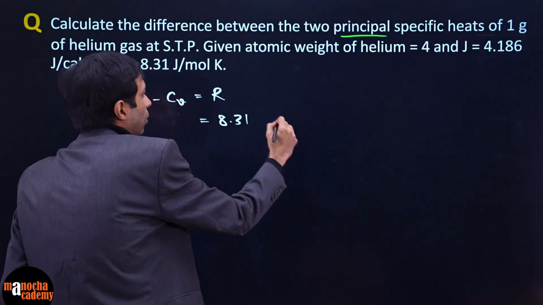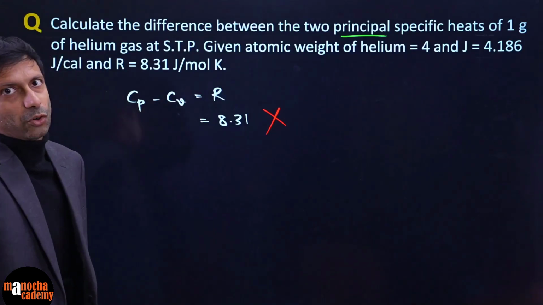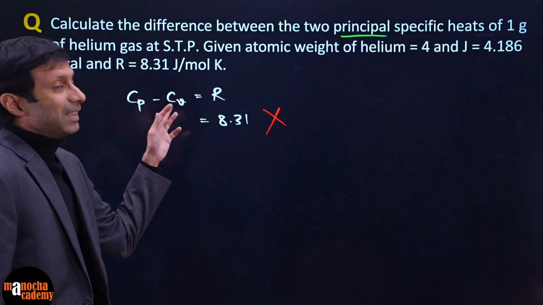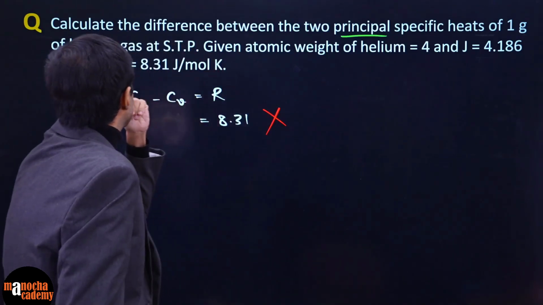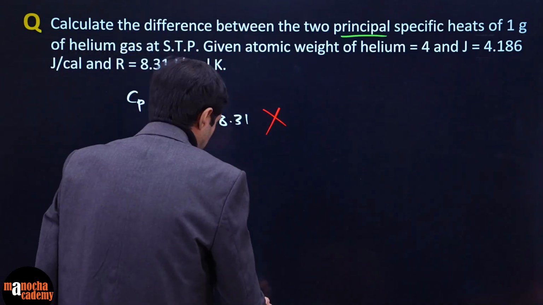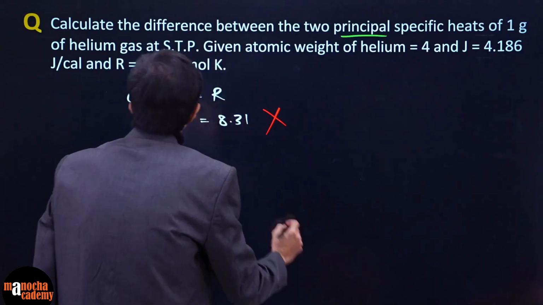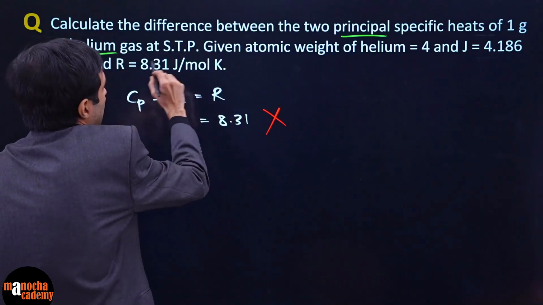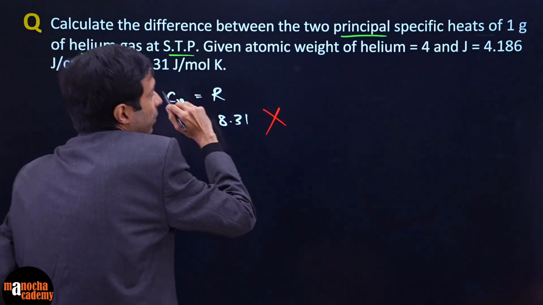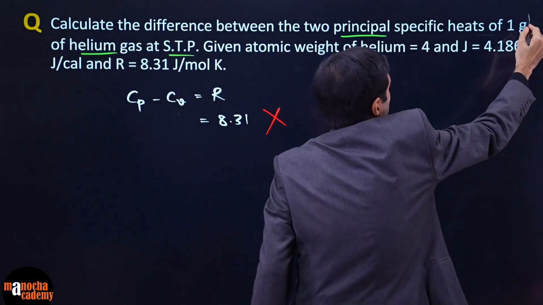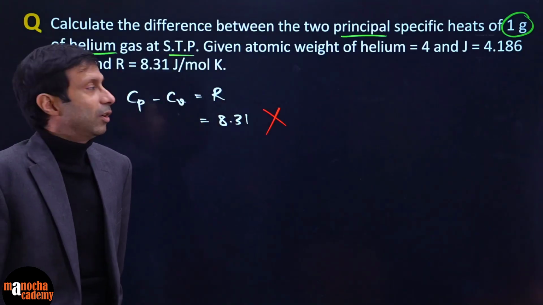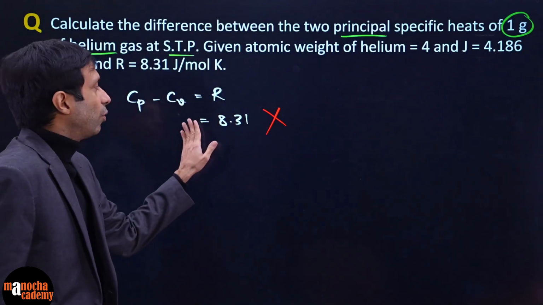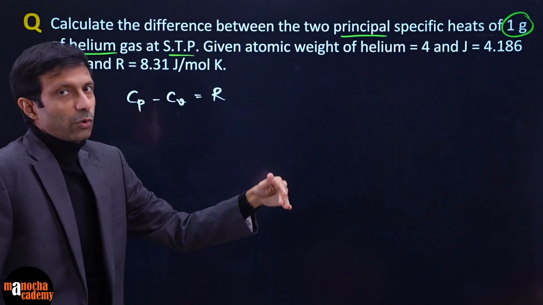This is wrong. Why is it wrong? Because this Cp and Cv we were talking about was for molar, 1 mole. Look at what they've given us. They've asked us for helium gas at STP, fine, standard temperature and pressure, but they have told us 1 gram of helium, not 1 mole of helium, 1 gram. So this would be correct if it were for 1 mole, but they've asked us for 1 gram.